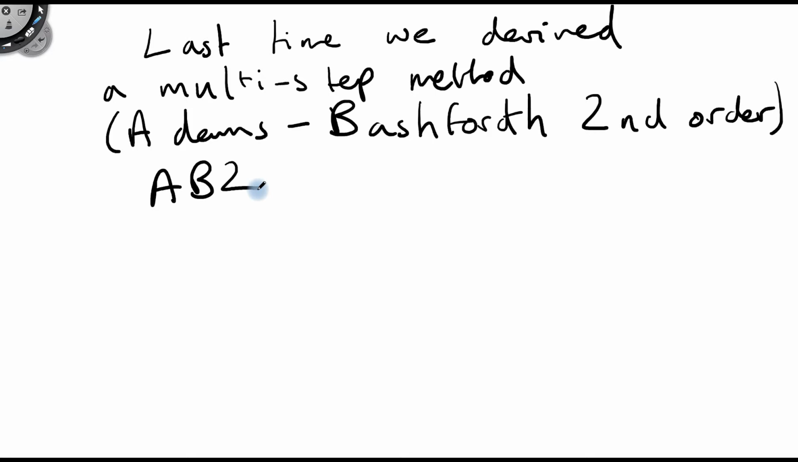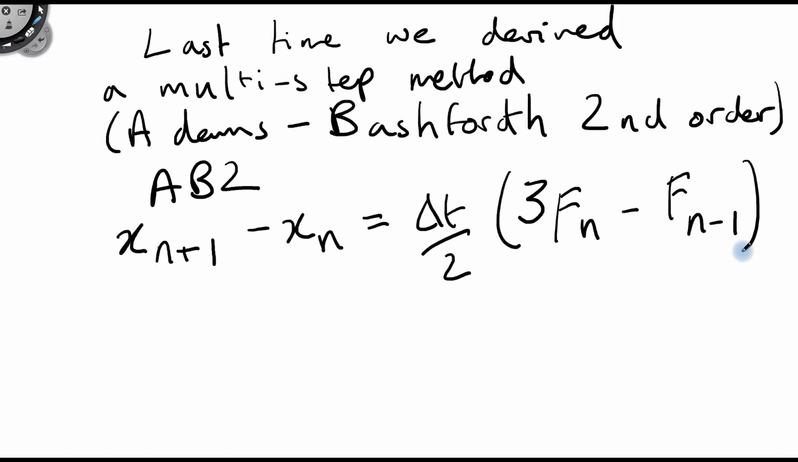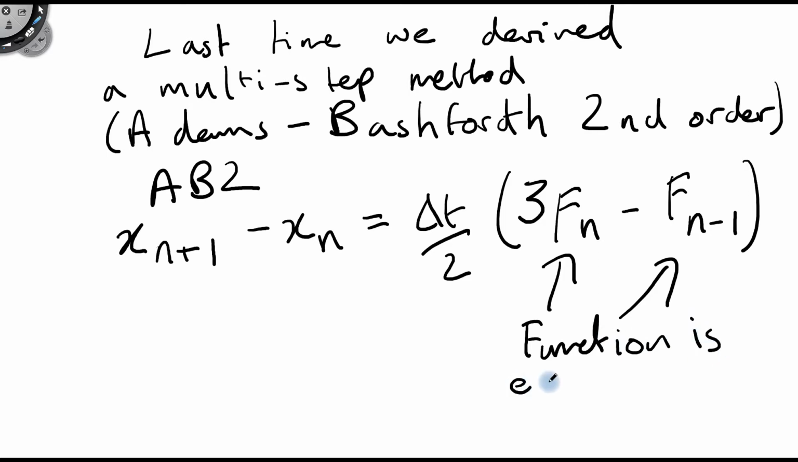And we integrated over a straight line approximation to the function, and the result we got was this, that x of n plus 1 minus x of n equals delta t on 2, 3 times f of n minus f of n minus 1. So you can see clearly that this is multi-step, because the function is evaluated exactly on the time steps.